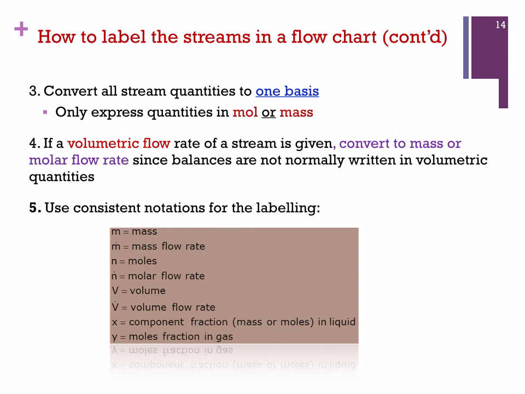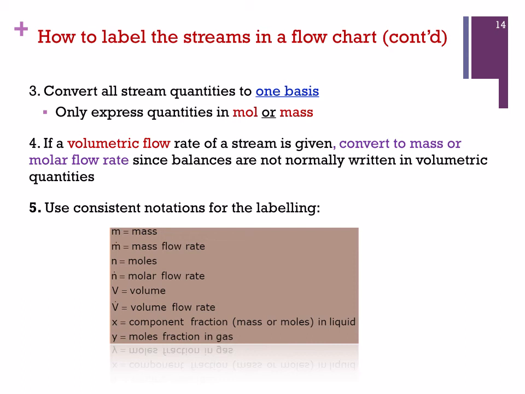fraction. Another tip, which you will use in reactive processes: in reaction, we will use mole for the calculation. Therefore, it's better to change all the bases into mole. If you are given the volumetric flow rate, you need to first convert it to either mass or mole flow rate, because we do not normally do the mass balance in volumetric flow rate.